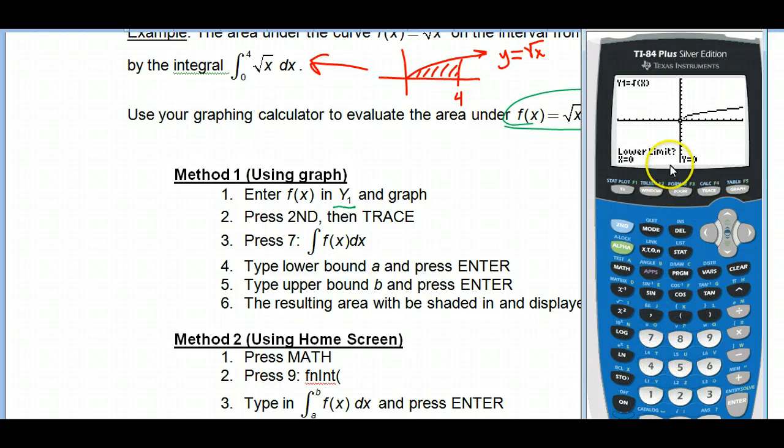So it's going to ask you for your lower limit. So type the lower bound, which is a. We were using the example from 0 to 4, so you're going to type in 0 and then press enter. Then step 5, type the upper bound b and press enter, so that's 4. And then press enter. It will shade it in for you, and it will give you a result at the bottom: 5.33333.